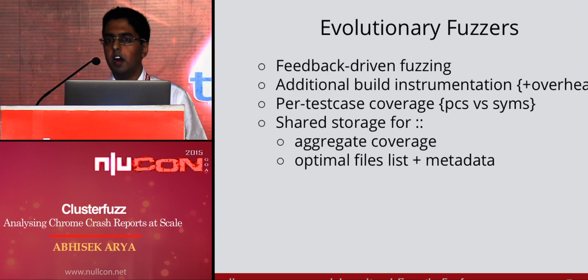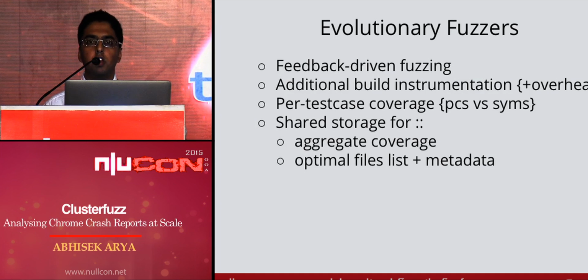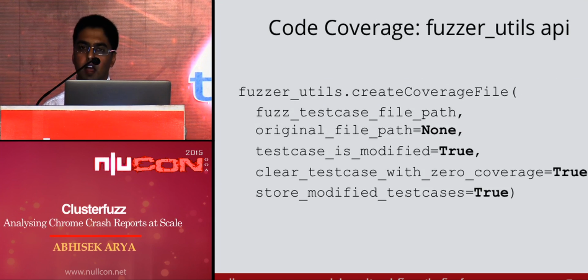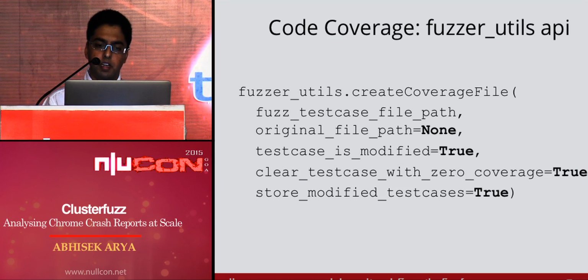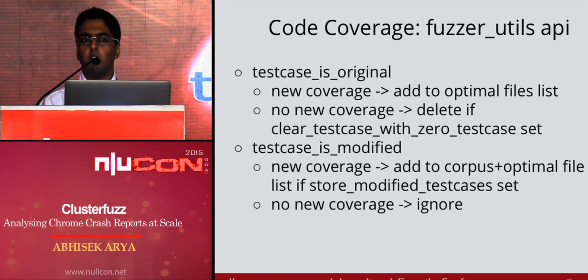And also for this kind of fuzzers, you need all of your different bots to share this kind of intelligence. So they need to share which test cases they have tested so far, and what sort of aggregate code coverage they have covered. To make this task easier, we have implemented an API that we provide to every fuzzer. This helps to create a coverage metadata file, and this helps the infrastructure to do automatic corpus distillation for you.